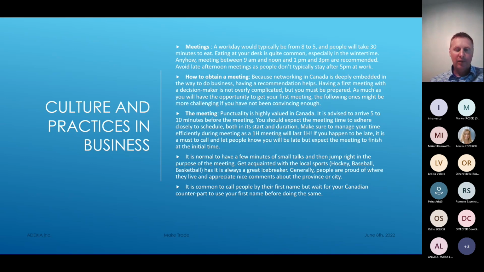Hockey, baseball, basketball. If your only reference in sport is a German soccer championship, it's probably not a good idea, and they probably won't relate to it very much. But hockey, baseball, basketball are good subjects. And so those small talks are always a great icebreaker, and that's what is expected, and that's how a meeting typically starts.